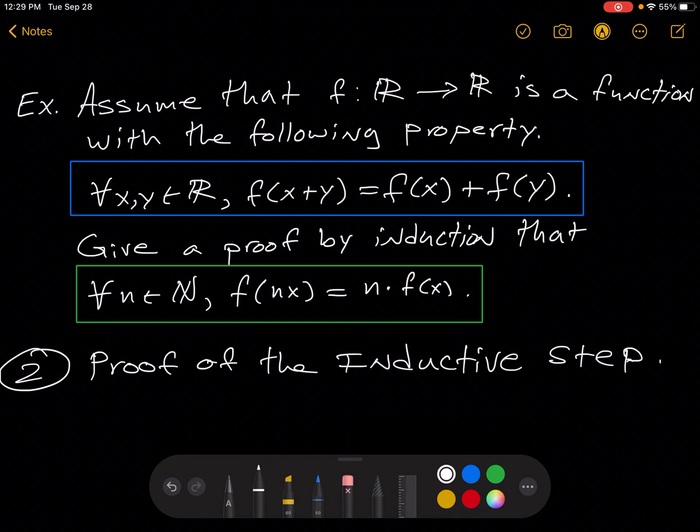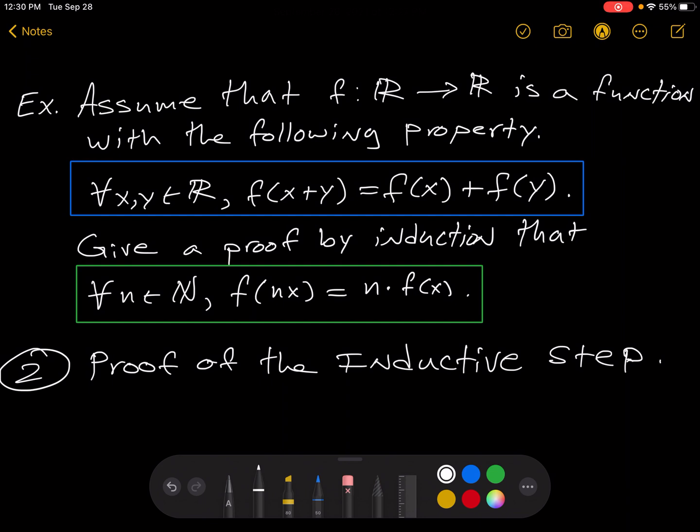In the previous video, I proved the base case, and in this video, I will prove the inductive step. Now to review, we have a function f from the reals to the reals, and this property in the blue box is just given to us. This function just has this property: f of x plus y is equal to f of x plus f of y. And this is true for any two real numbers you put in here.